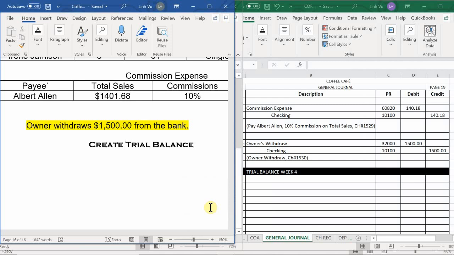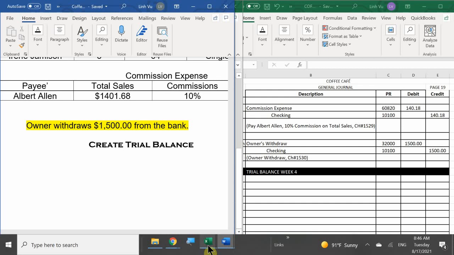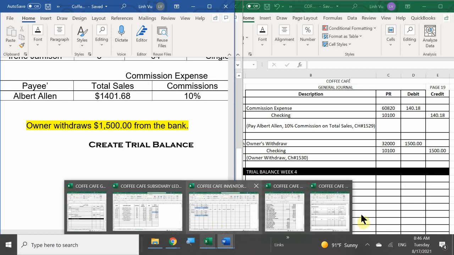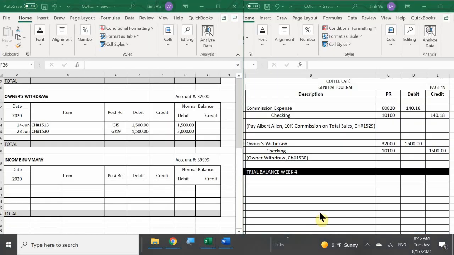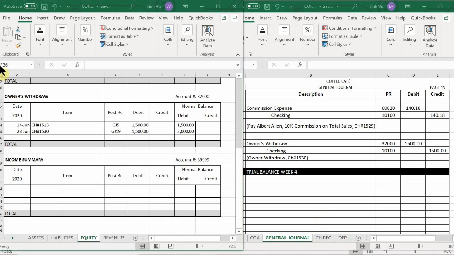So here we are. Now we need to complete the trial balance. So make sure you save your journals. Okay? And all you need to complete the trial balance is going to be your ledger.